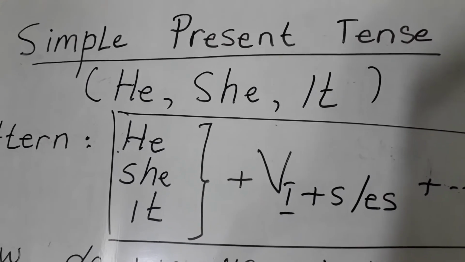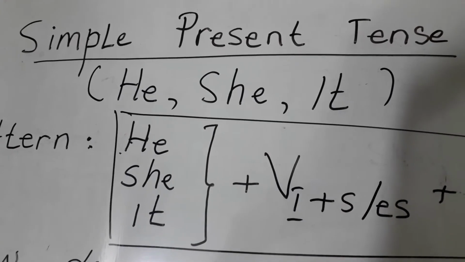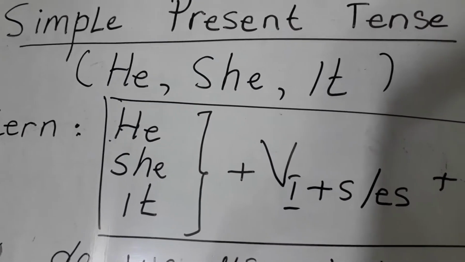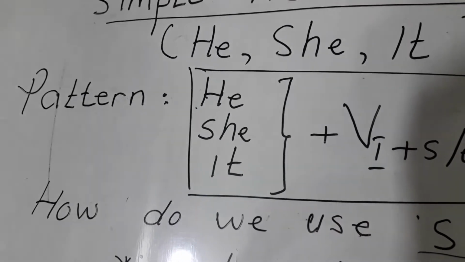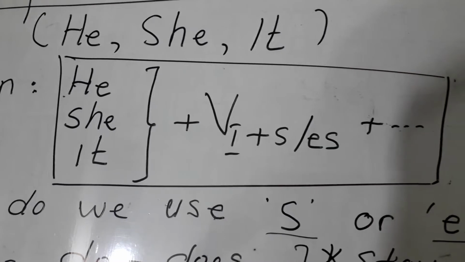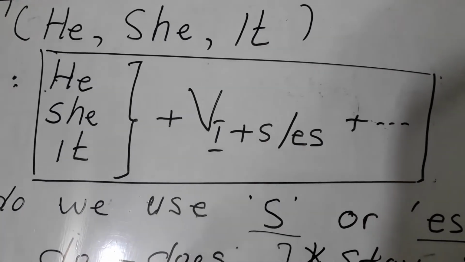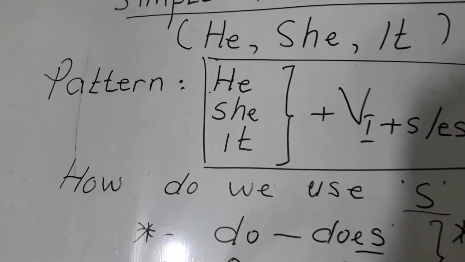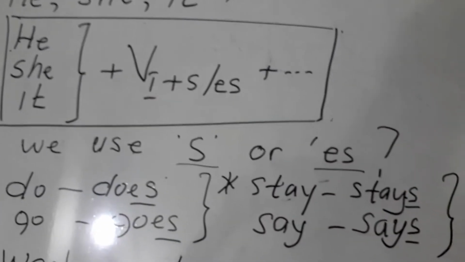I'm Mr. Donald and today I'm going to explain to you about simple present tense for the subject he, she, and it. Look at the pattern here. After he, she, and it is followed by verb 1 or infinitive plus s or es. Okay, the question is, how do we use s or es?